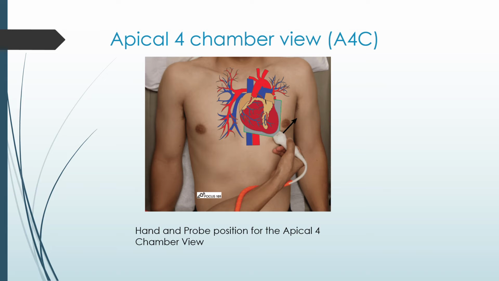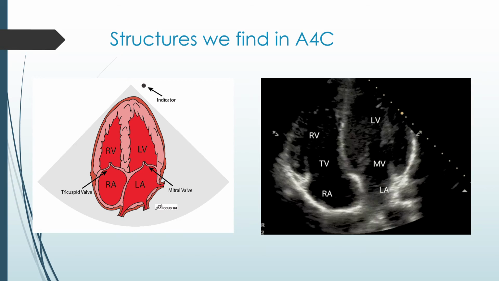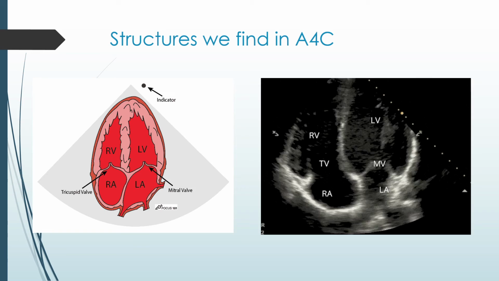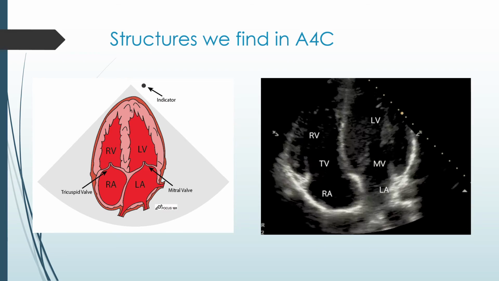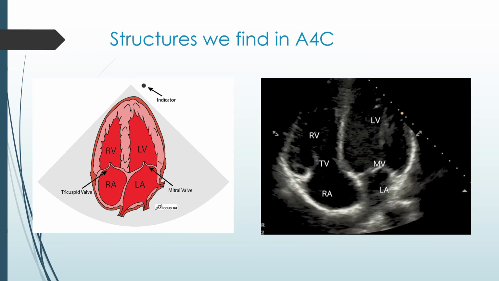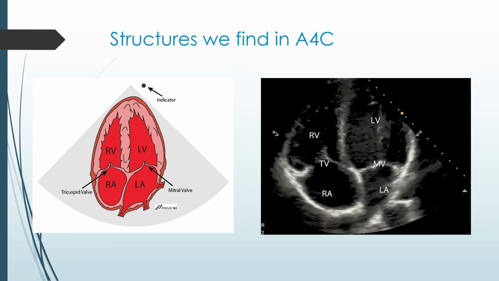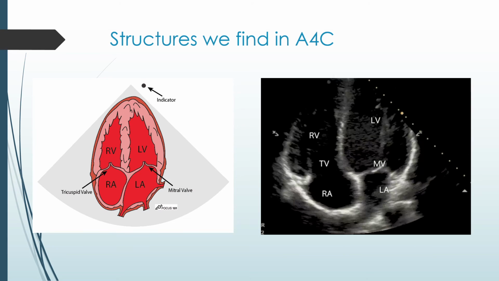For females, the point of maximal impulse, the PMI, is usually just under the left breast. In this view you can see the structures like the left ventricle, left atrium, right atrium, tricuspid valve, mitral valve. And it's important that if you're having trouble getting the apical 4-chamber view, just try placing the patient in the left lateral decubitus position, so that it will reduce the lung artifact and bring the heart more proximal to your ultrasound probe, and this usually will give you an optimal view.